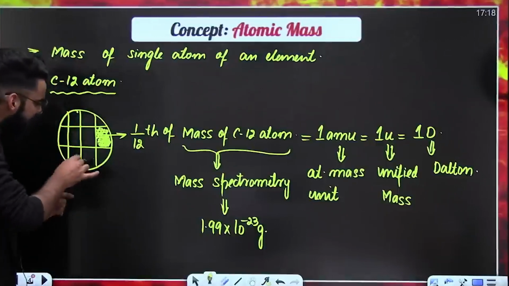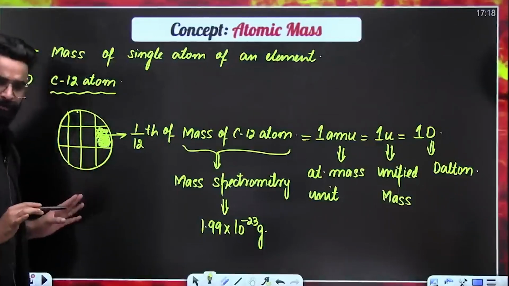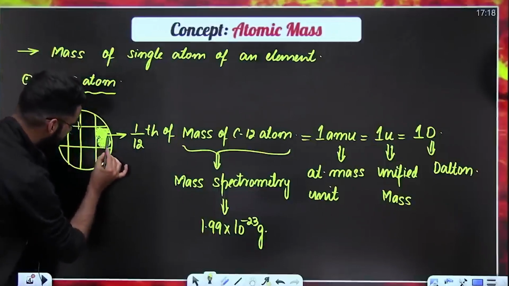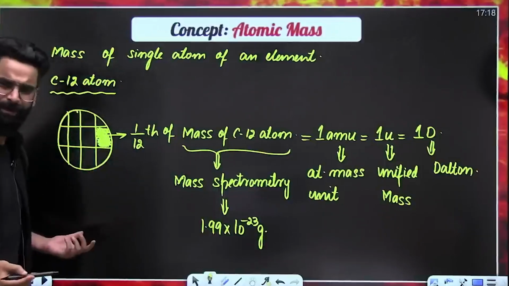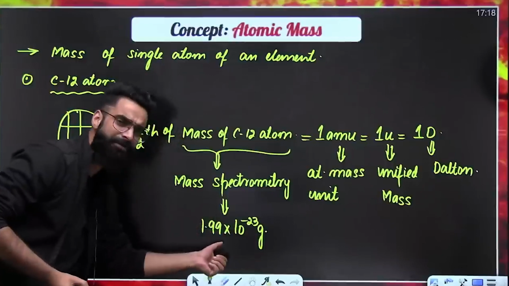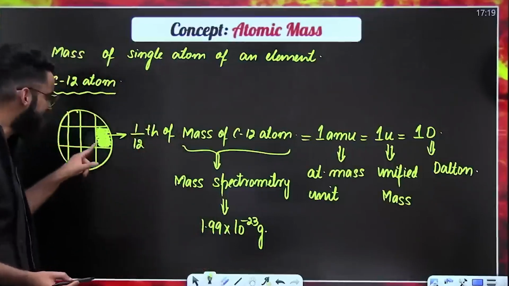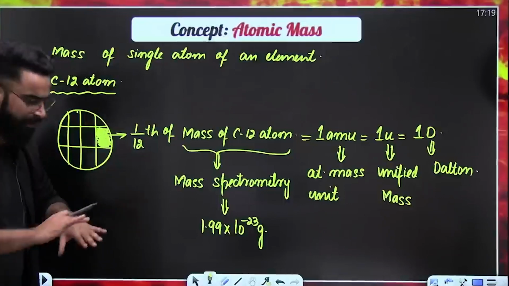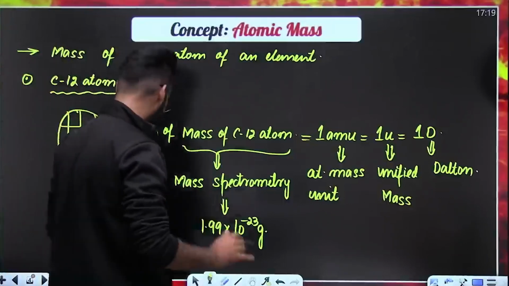Students, if you know the mass of a whole carbon-12 atom in grams, can you tell me what will be the mass of this shaded part in grams? Absolutely, I'll be dividing this particular term by 12, and I'll get the mass of the shaded part. As simple as that. Let me summarize everything in detail.